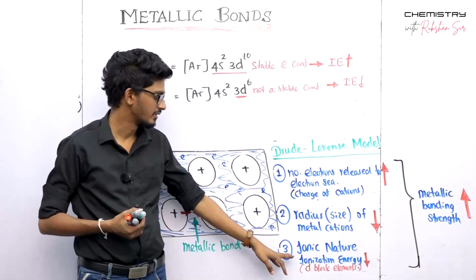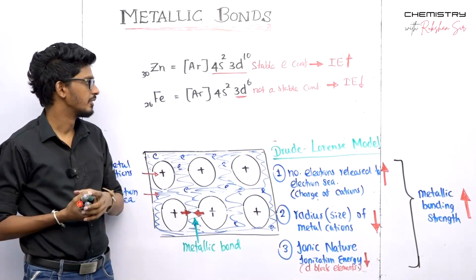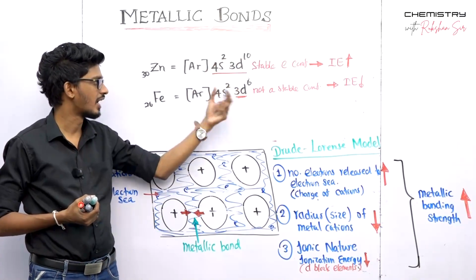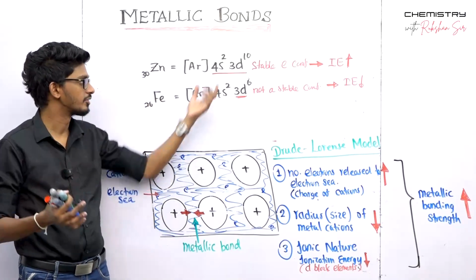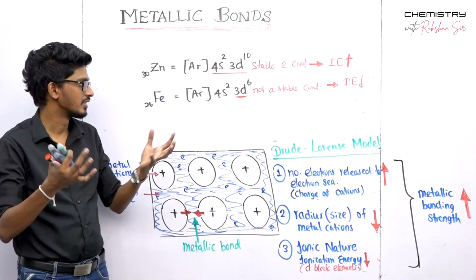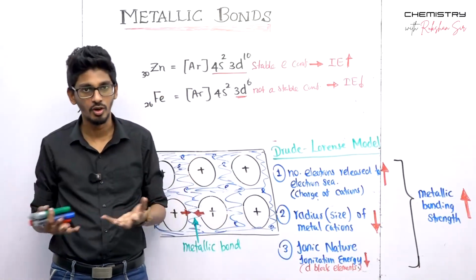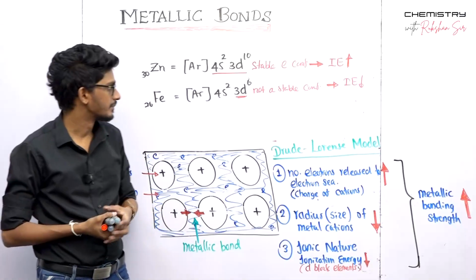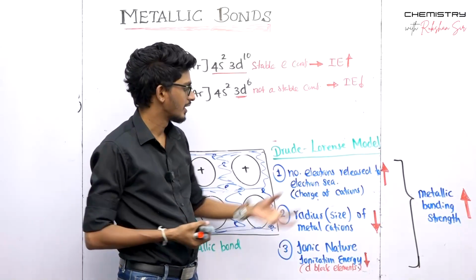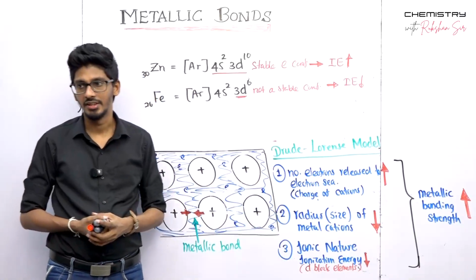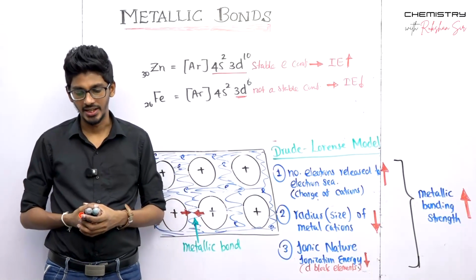Ionic nature basically matters when you compare d block elements, because all the valence d electrons can't be released. It is very hard to form such large cations. +4, +6, +7, +8 cations are not formed, so the ionic nature, or the ionization energy, matters there. Those are the major three factors affecting the metallic bonding strength.